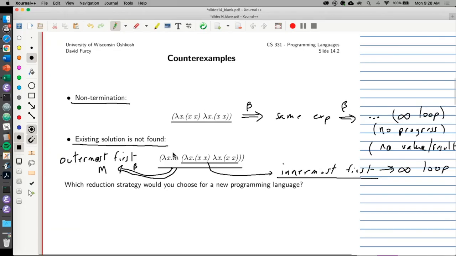And you see now you have two strategies. Strategy number one returns M for the same expression, whereas strategy number two gives an infinite loop. It means it returns nothing. There's no value returned. This is an infinite loop. So this is a counterexample to the theorem, quote unquote, because it looks like we're getting two different results based on the strategy you choose.